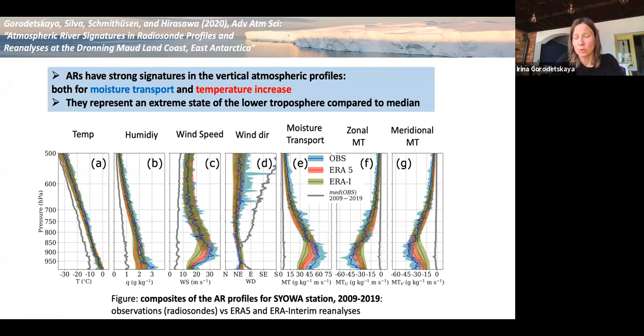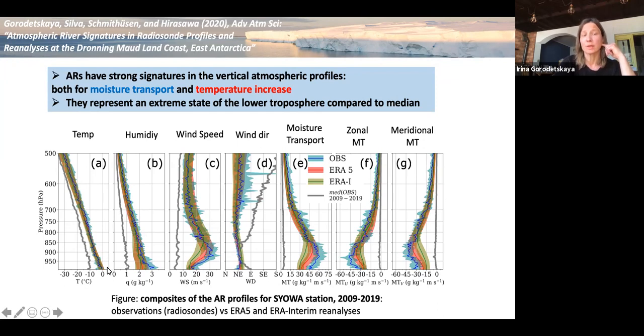So that was an example of a case of an atmospheric river. And if you look at the impact of atmospheric rivers over Jonian Mountain here, it's the composite over 10 years of atmospheric rivers. Here in colors, compared to the median, all the gray lines are the median values for each of the parameters here: the temperature, specific humidity, wind speed, wind direction, and moisture transport with the zonal and meridional components. The gray is the median, and we see that the composite for atmospheric rivers shows the extreme state of the lower troposphere.